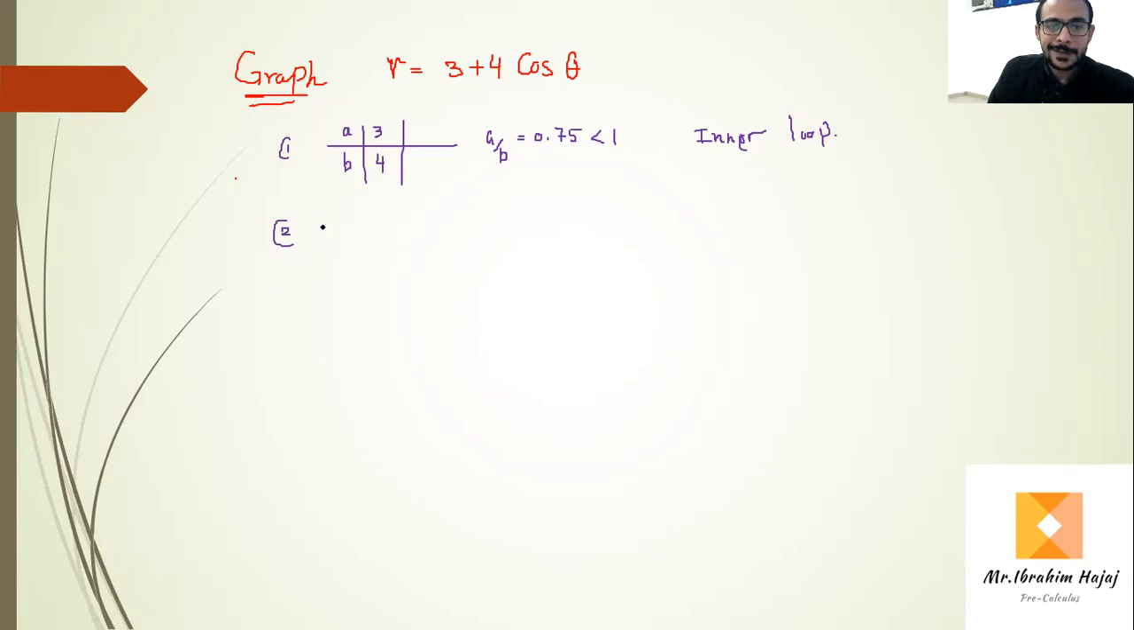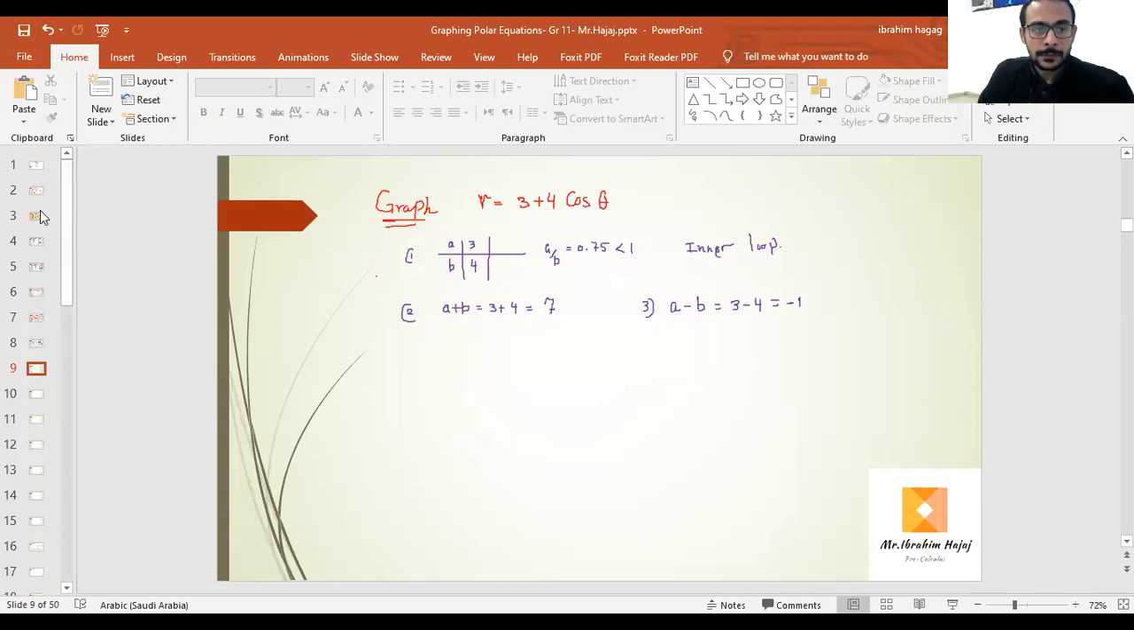The second step is A equals 3 and B equals 4, and the ratio type. The second step, A plus B equals 3 plus 4, which is 7. If it were 3 minus 4, take the sign of 4 as negative. So be careful: 3 plus 4 is 7. And step 3 is to find A minus B, which is 3 minus 4, which is negative 1.